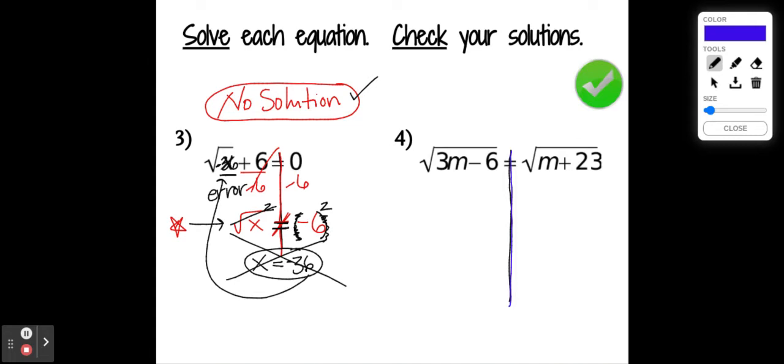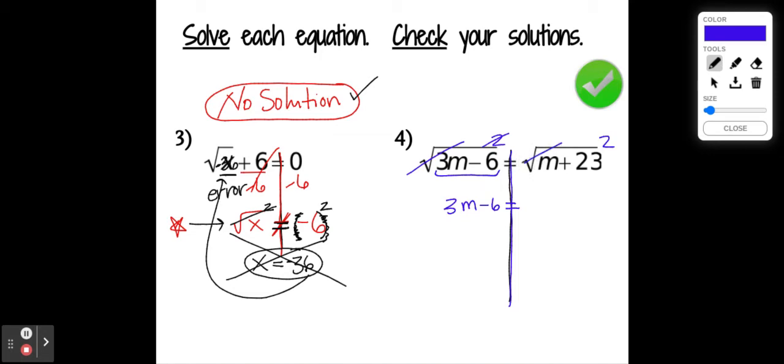All right, the goal is to get the m isolated by itself. Right now, both sides of this equation are trapped in a radical sign. They're trapped in a cage. So I have to undo that so I can get the expressions that are under the radicals to come out. So the opposite of taking a square root is to take that number and square it. So cancel, cancel. And this expression will now come out. 3m minus 6.